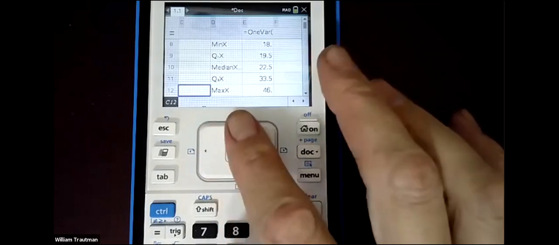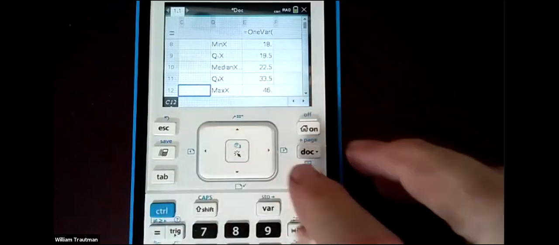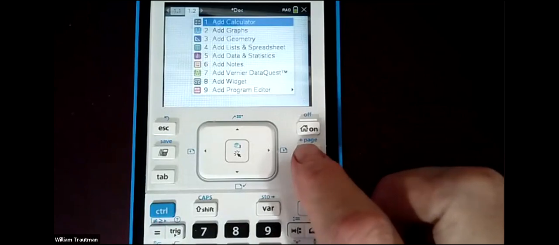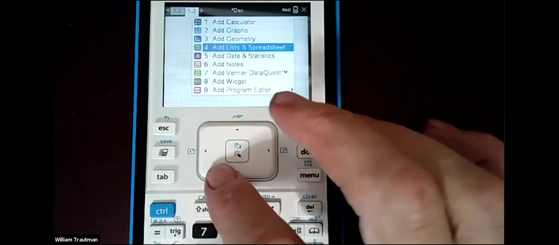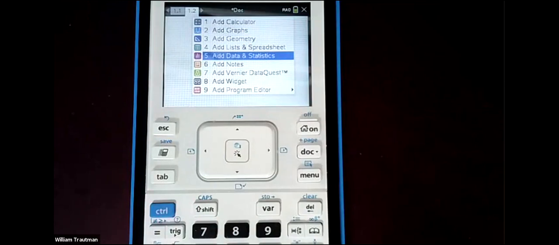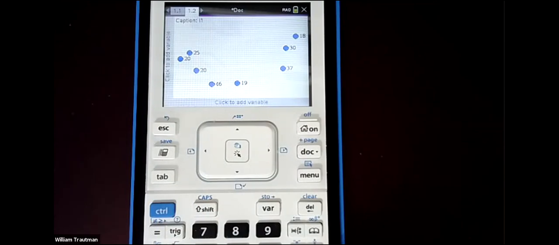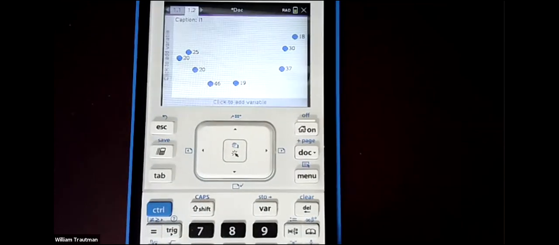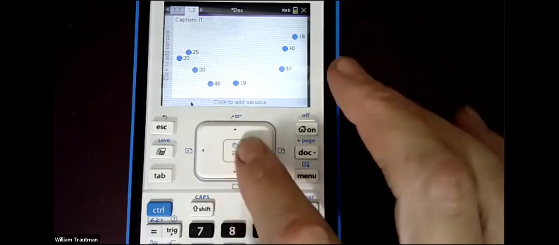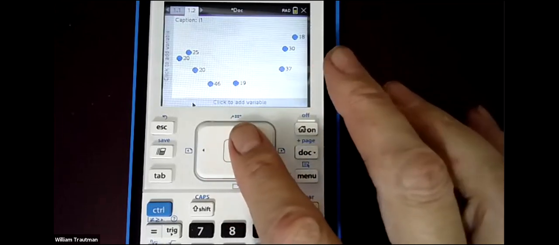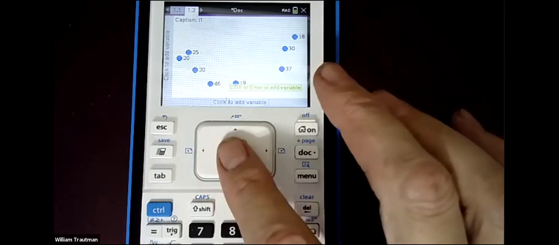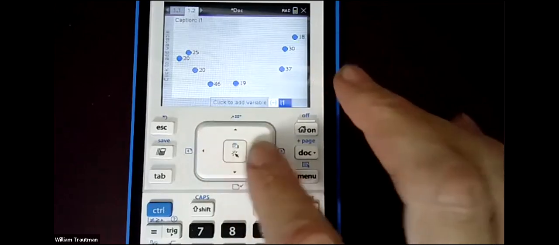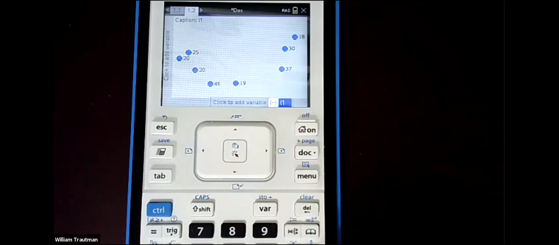Down here, control page. And then we want to add, number 5, add data and statistics. Okay, so we don't have the box plot yet, but we scroll down to the x-axis. It's highlighting now. I click on the x-axis and click on L1. It's already highlighted L1, so I hit enter. And we're almost at the box plot.